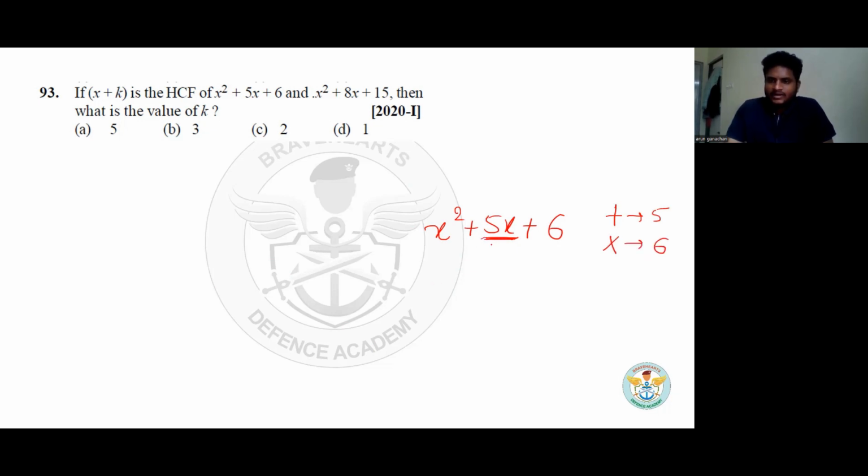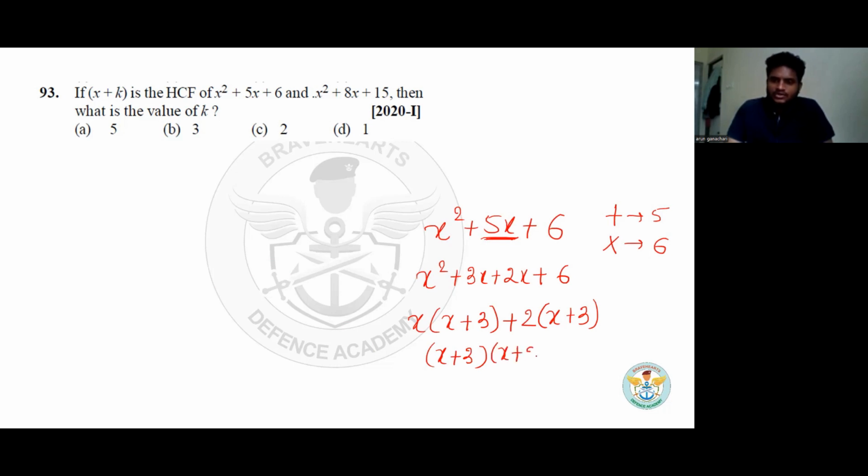So I can write my 5x as 3x plus 2x, so x square plus 3x plus 2x plus 6. If I take x as common, I'll be left with x plus 3. And if I take 2 as common, I'll be left with x plus 3 here. Now I'll take x plus 3 itself as common, so I'll be left with x plus 2. What are these? These are called factors. Remember, these are called factors.